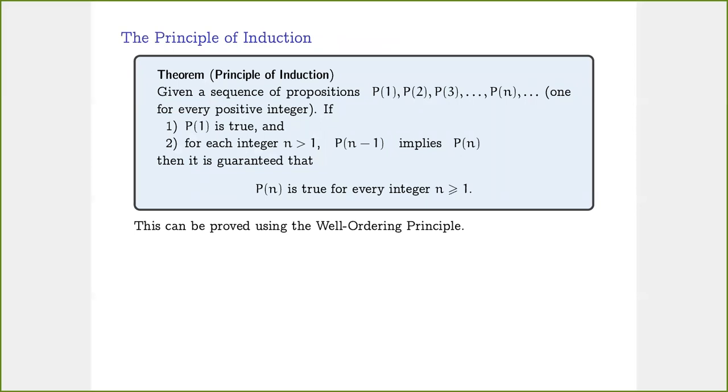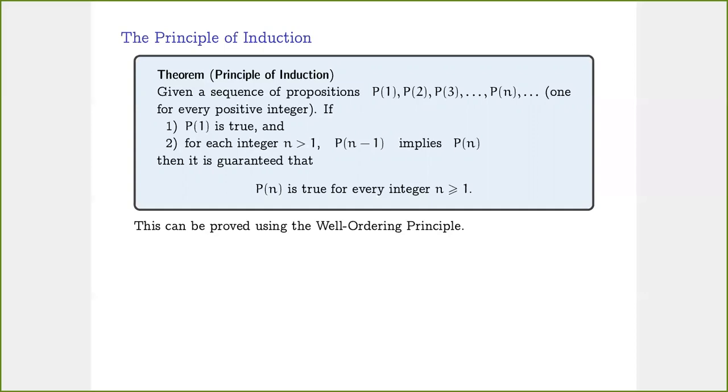Let's first figure out what it is. This theorem or principle says, well, if we start off, we're given a sequence of propositions, P1, P2, P3, Pn minus 1, Pn, one for every positive integer. Now, the claim is going to be, we're going to have two premises and a conclusion. The two premises are that P1 is true, and the second premise is that for every integer n greater than 1, P of n minus 1 implies P of n.